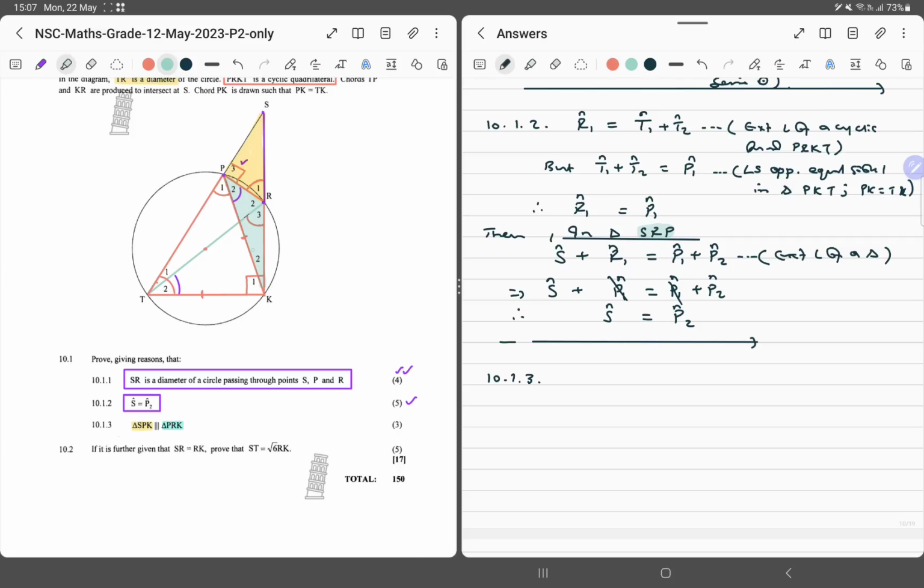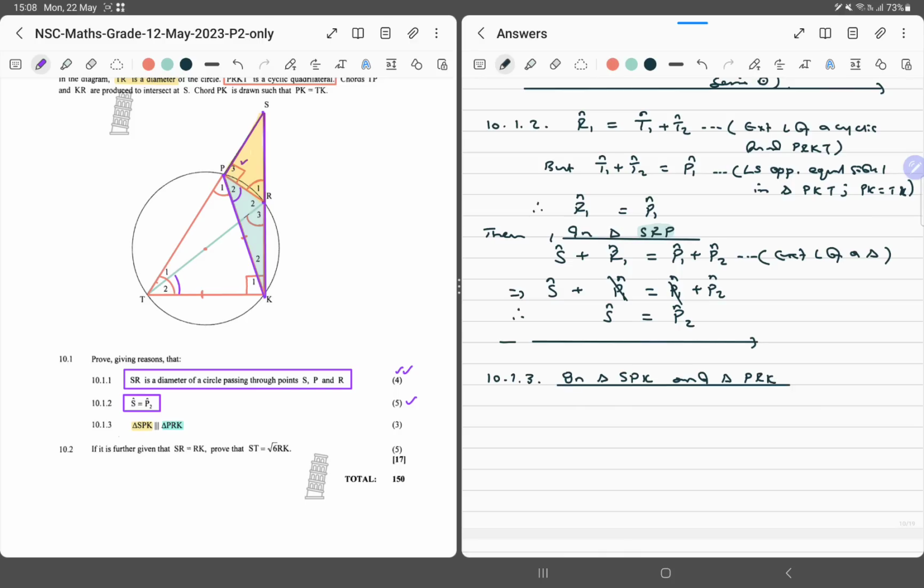And on the big one. Then the big one, let's make it this color that we are talking about. So we're looking at that little green triangle. And this one. Great. So that's what we are comparing, right? So let's start. In triangle SPK and triangle PRK.